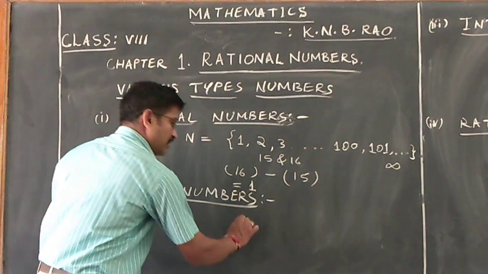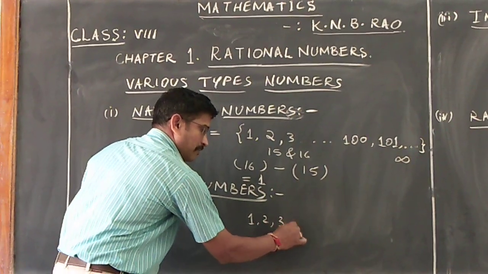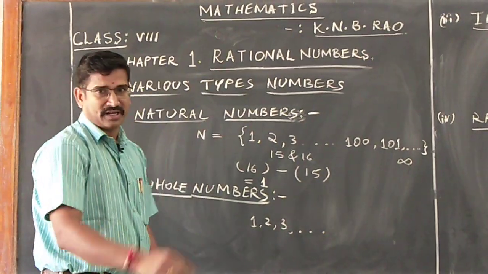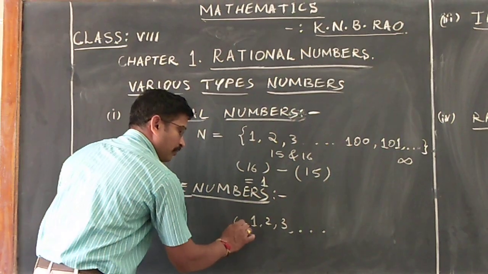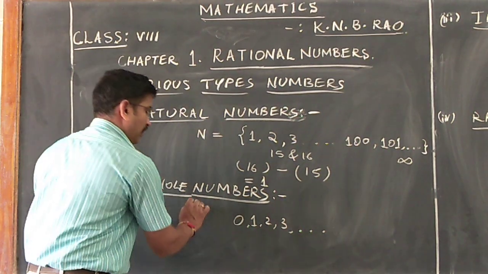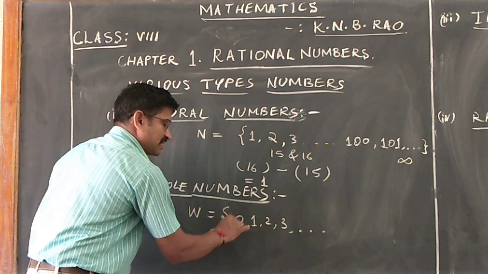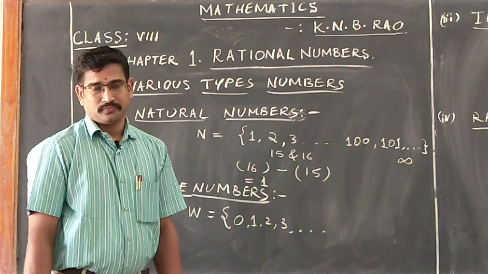All the natural numbers, that means all the counting numbers, along with the 0, called as whole number set, and whole number set is represented by the letter W.